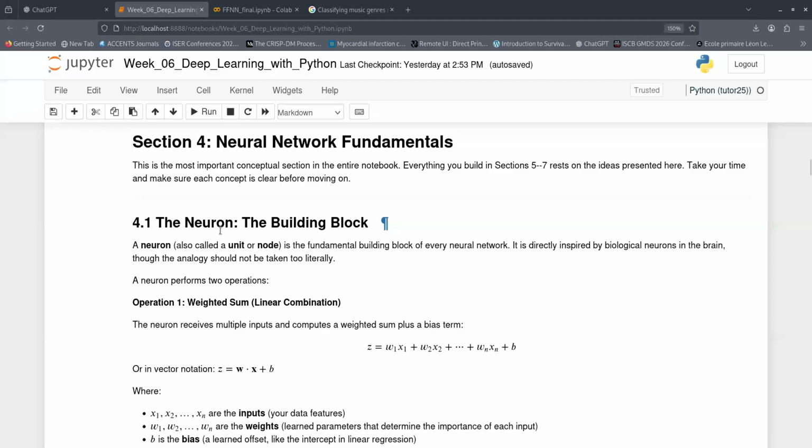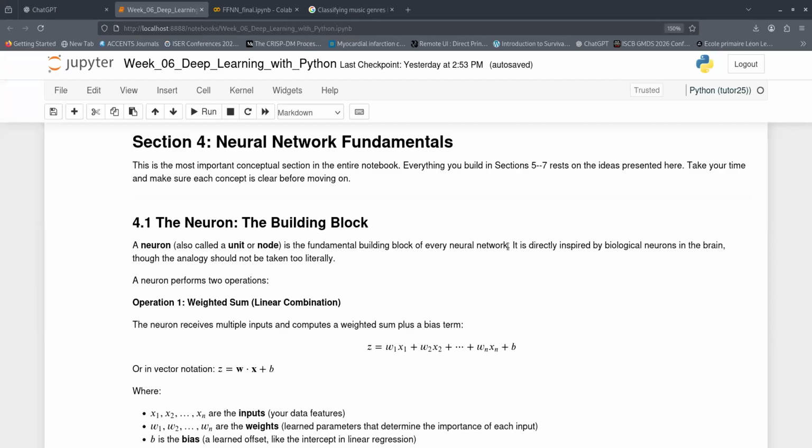And we start with the concept that we call the neuron itself. The neuron is also called the building block. The neuron is also called a unit or a node. That's also how we can call it. It is the fundamental building block of every neural network. Without the neuron, we cannot say that we have a neural network. The neuron is the basis.